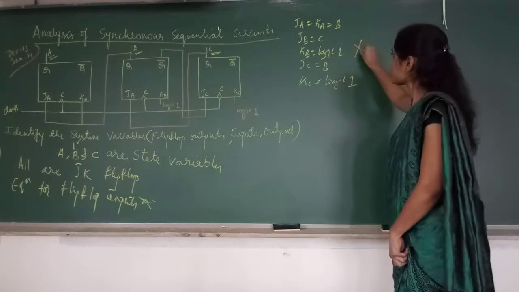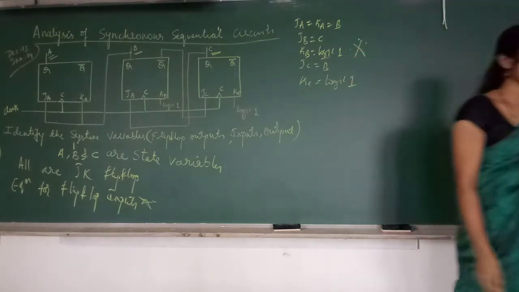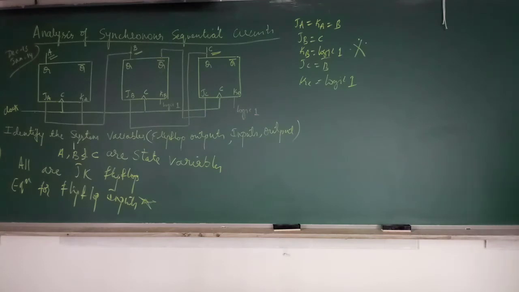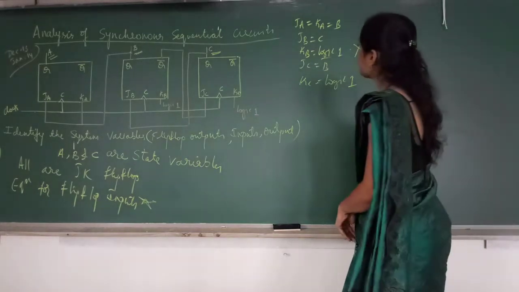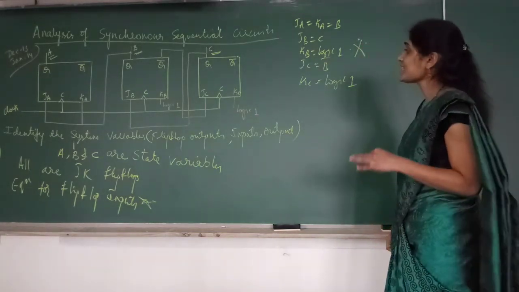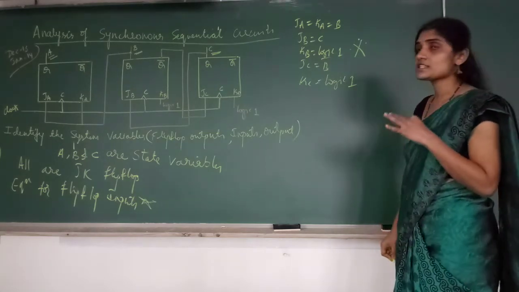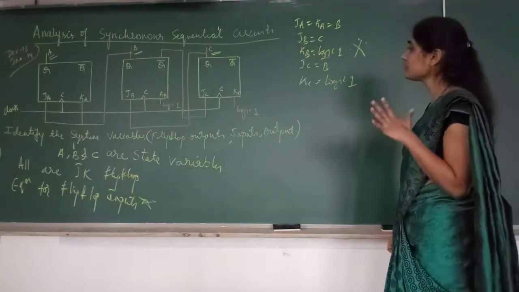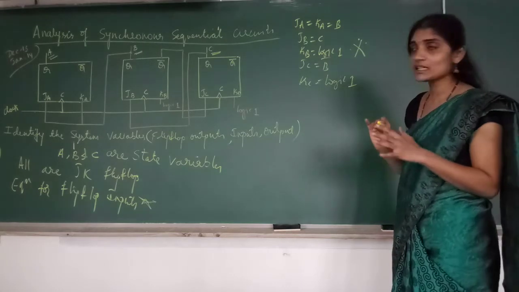Logic 1. So this step is very, very important. When you write the flip-flop inputs, you have to be very, very careful. Looking at the circuit, properly analyzing the circuit, write the equations for flip-flop inputs. So JA, KA both are equal to B, JB is equal to C, KB is equal to logic 1, JC is equal to B bar, KC is equal to logic 1. Okay, we have written the flip-flop inputs. This is the third step.